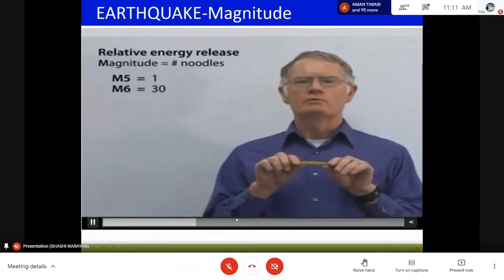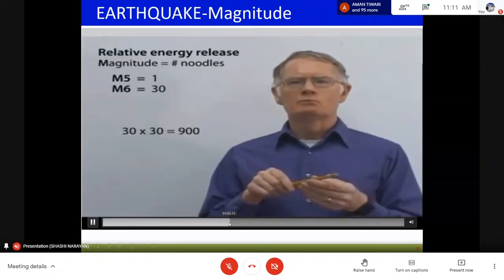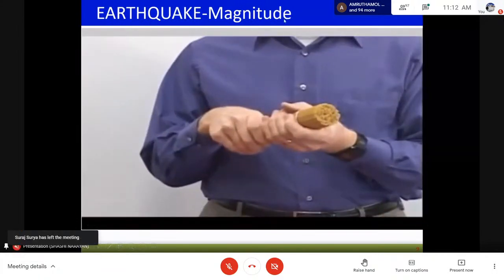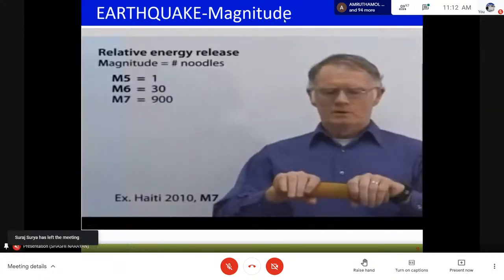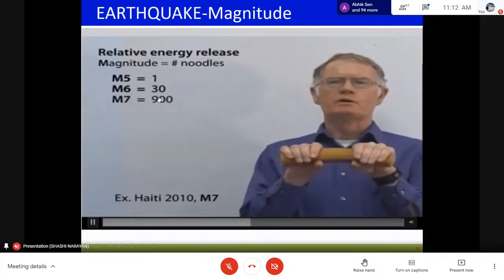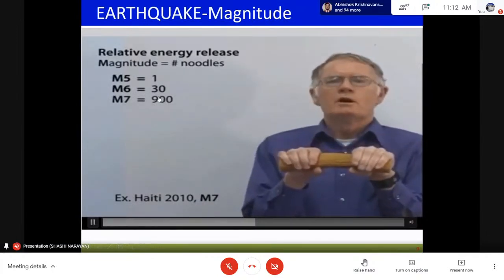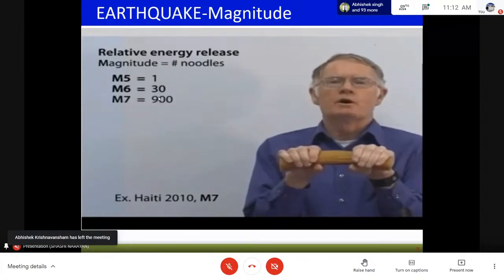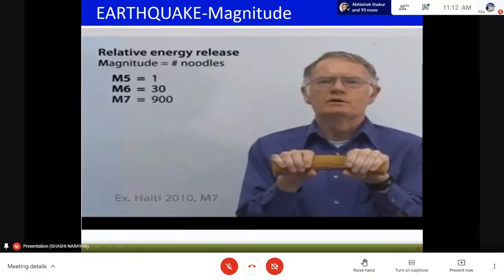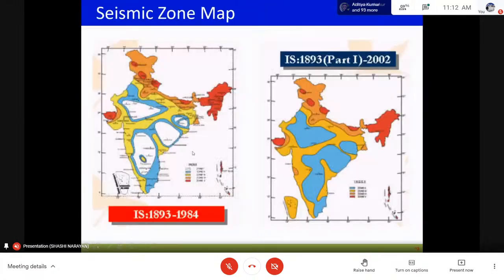And if we go to M7, we'll have 900 strings. That is the energy released while breaking these 900 strings. Similarly, if we go to M8, we will have 27,000. If we go to M9, then that is 729,000. So with each magnitude increase, there is 30 times more energy stored.